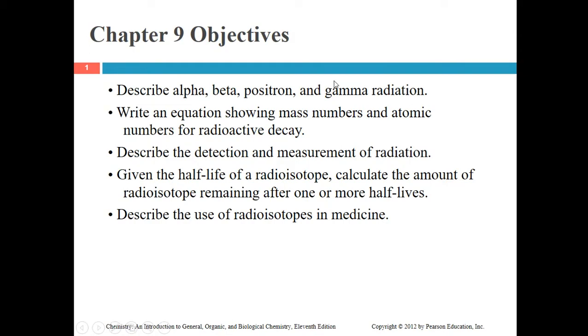Chapter 9, Radioactivity. Here are the objectives. Describe the alpha, beta, positron, and gamma radiation. Write an equation showing mass numbers and atomic numbers for radioactive decay. Describe the detection and measurement of radiation.